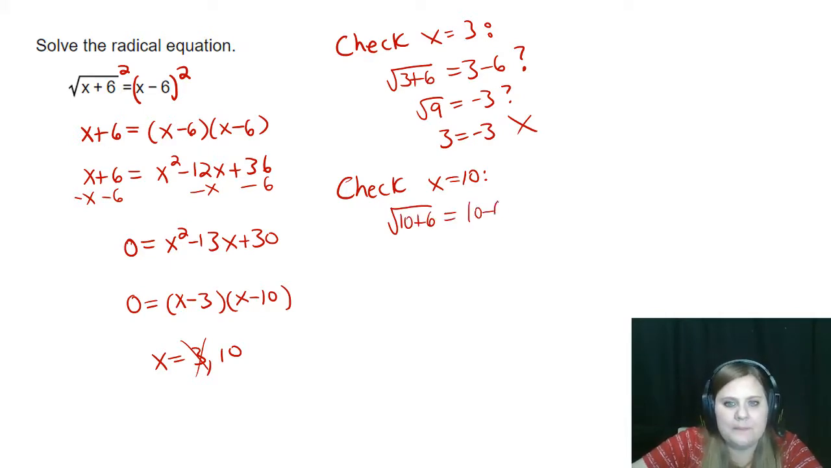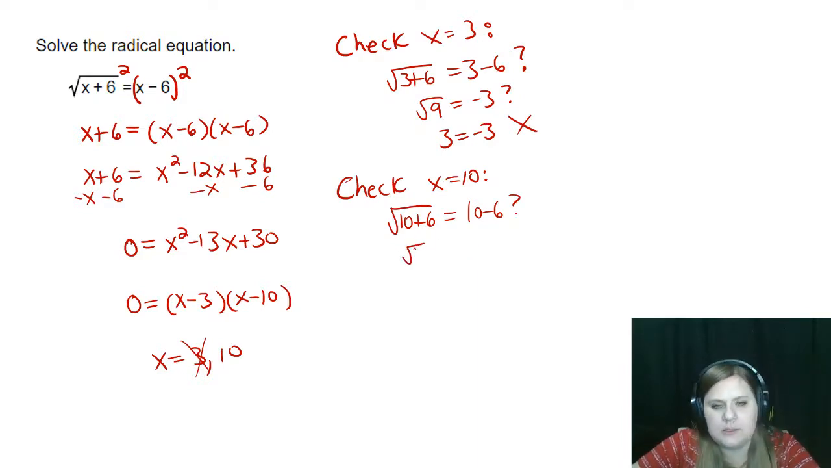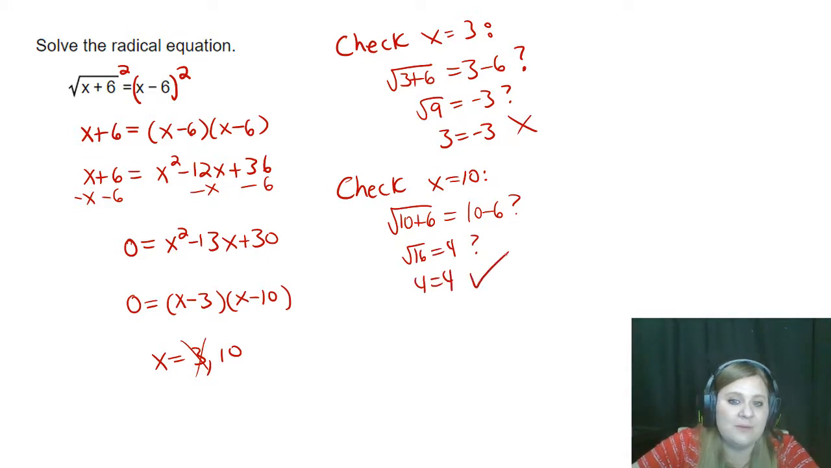All right, so square root of 10 plus 6 equals 10 minus 6. Square root of 16 equals 4. Well, 4 does equal 4. Yay! So x equals 10 is the answer we can keep.